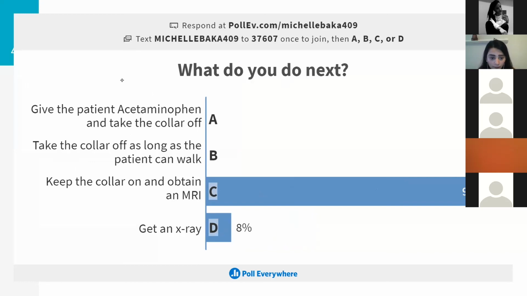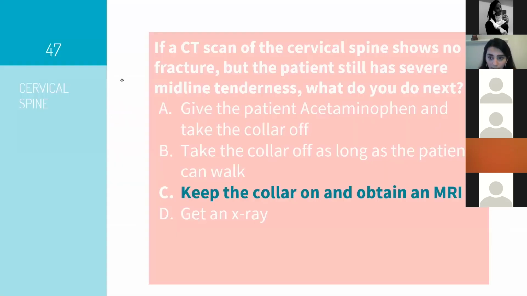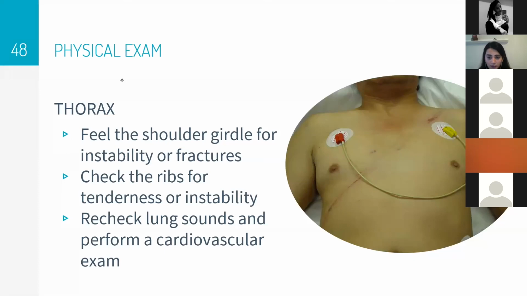Okay. I think we're running short on time, so the answer is C, keep the collar on and obtain an MRI. CT scans are good at looking at soft tissue and bones, but not at ligaments, and they can still have a ligamentous injury even with a normal CT scan. So you want to keep the collar on and then get an MRI in that instance.